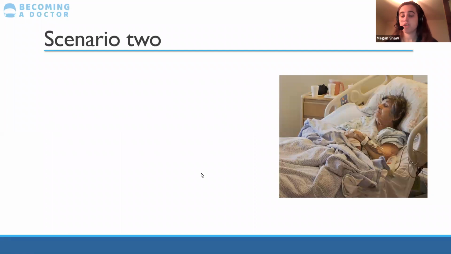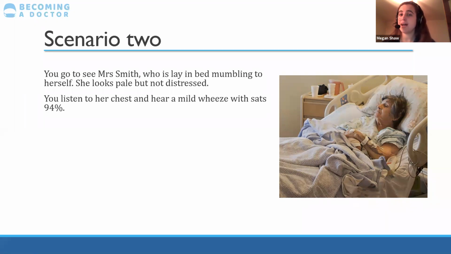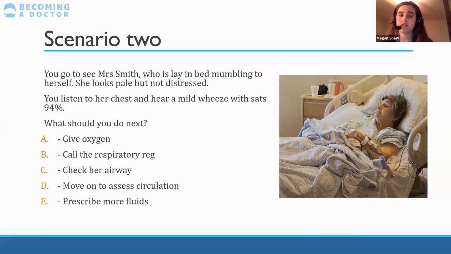So you go and see her, and this picture here is Mrs. Smith. She's lying in bed, mumbling to herself. She looks pale, but she doesn't look distressed. You listen to her chest, you hear a mild wheeze with sats of 94%. What are you going to do next? Give her oxygen, call the respiratory reg, check her airway, move on to assess circulation, or prescribe some more fluids.